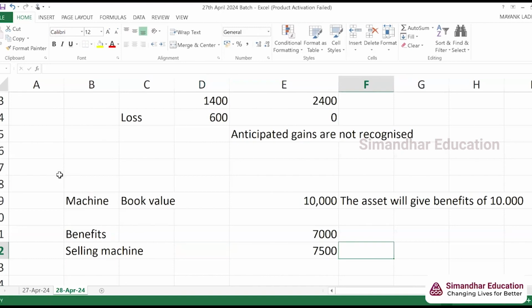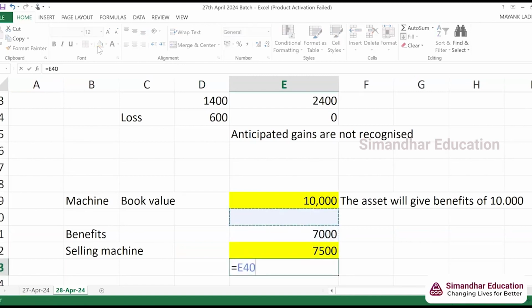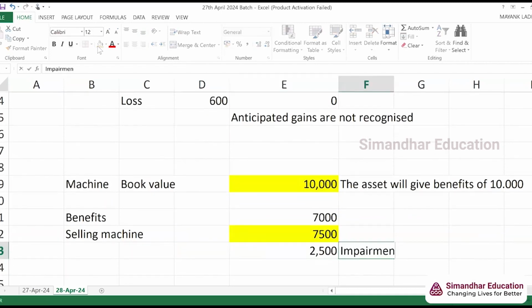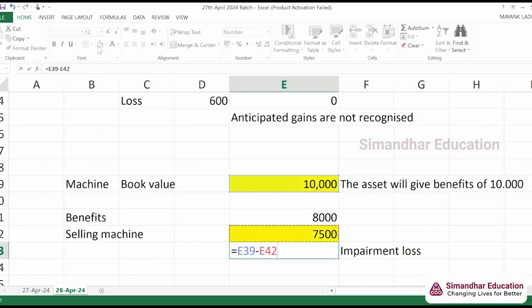So I'm saying I have a book value of 10,000, but by selling the machine, I can get only 7,500. So we cannot show the asset at 10,000, because I am not getting the benefit of 10,000. This difference, 10,000 minus 7,500, which is 2,500, is my impairment loss. If, for example, the benefit I would have received is 8,000, then I will not sell the machine. So 10,000 minus 8,000 will be the impairment loss.